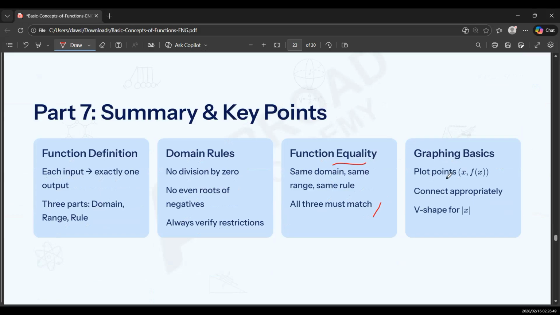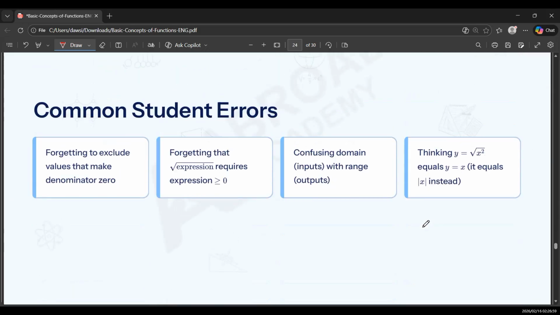And graphing basics: plot points x, f of x, and connect appropriately. V shape for absolute value of x. And the common student errors: forgetting to exclude values that make the denominator 0, forgetting that a root requires the expression to be greater than or equal to 0, confusing domain as inputs with range as outputs, and thinking the square root of x squared equals x. It equals the absolute value of x instead.